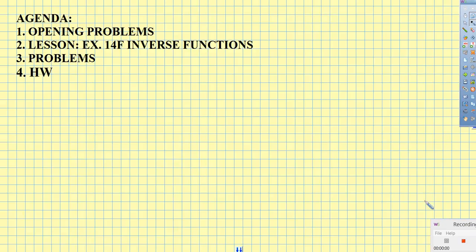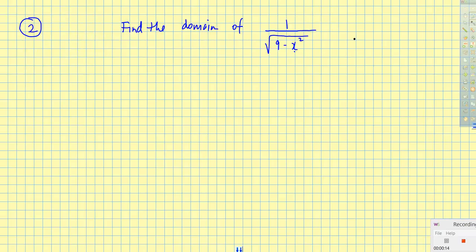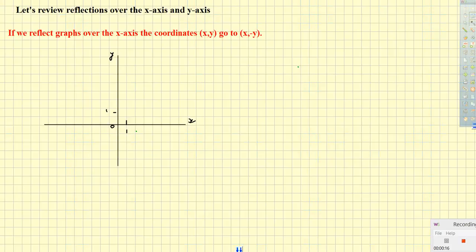Hi everyone, we're starting video 18, which is on inverse functions, and that corresponds to exercise or section 14F in your textbook. So before we do that, what I'd like to do is quickly go over the different types of reflections that we have looked at so far.